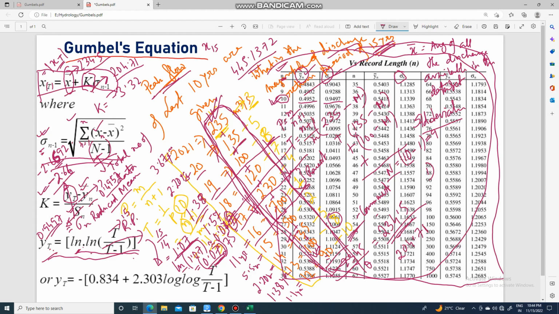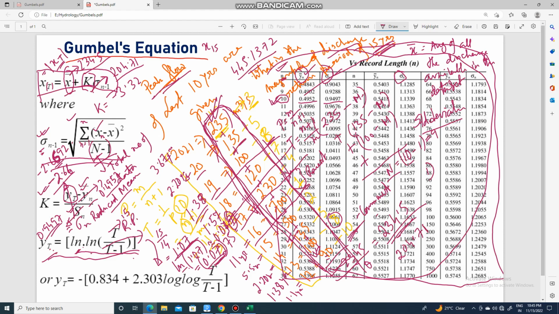Correct? Now, in step 2, what you have to do is find out the return periods of each of the events given in your data set. So you have been given 10 data in your data set, and you have to find the corresponding return period of all those 10 data. Clear?